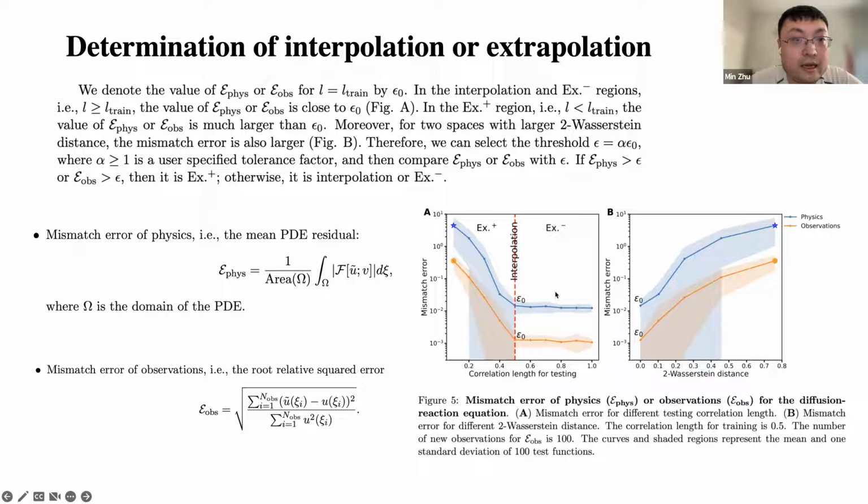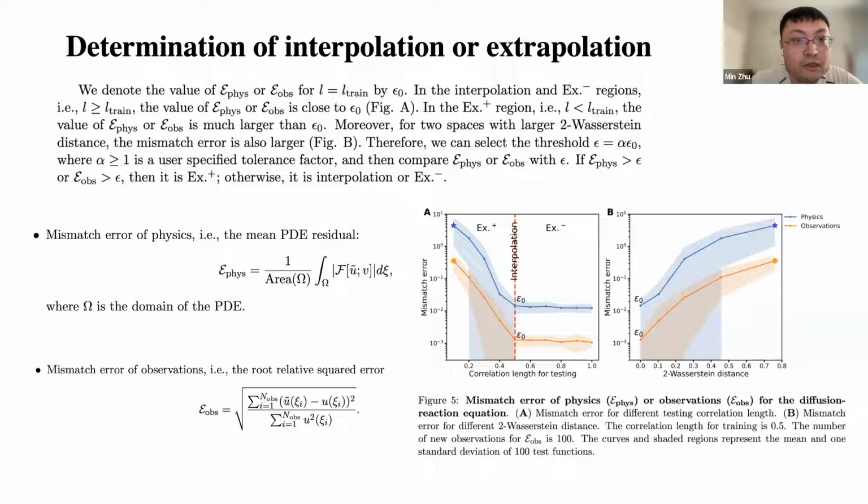In the extrapolation plus range, the value of epsilon physics or epsilon observation is much larger than epsilon zero. Moreover, for the two spaces with larger W2 distance, the mismatch errors are also larger.